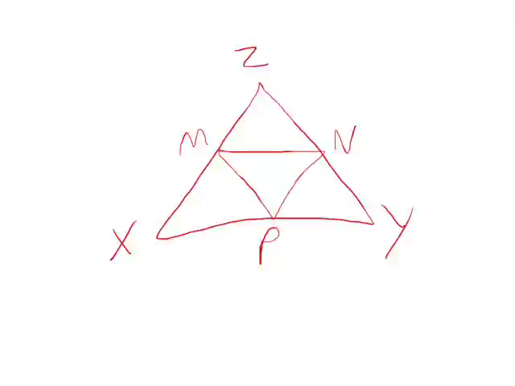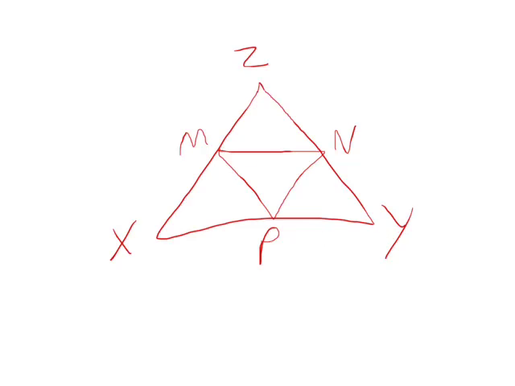For number 13, we are told that the perimeter of triangle MNP is equal to 36, and we're trying to find the perimeter of the big triangle XYZ. Now we know from theorem 5-11 that MN is going to be half the length of XY. Or we can say XY is going to be twice the length of MN. So XY is twice the length of MN.